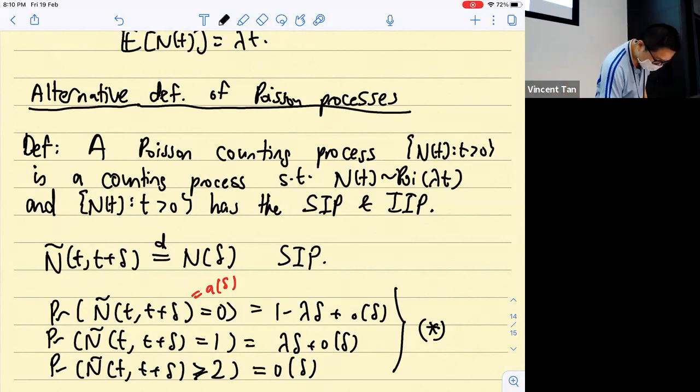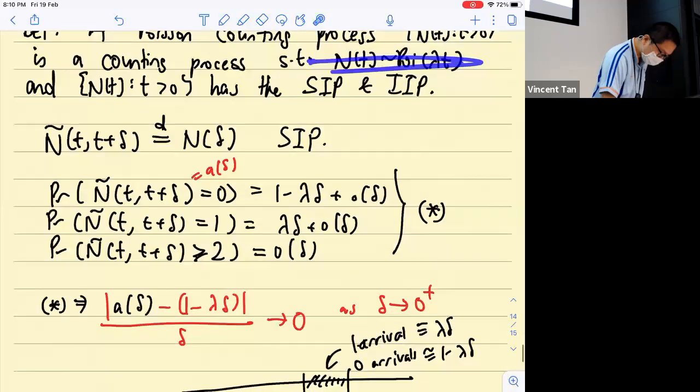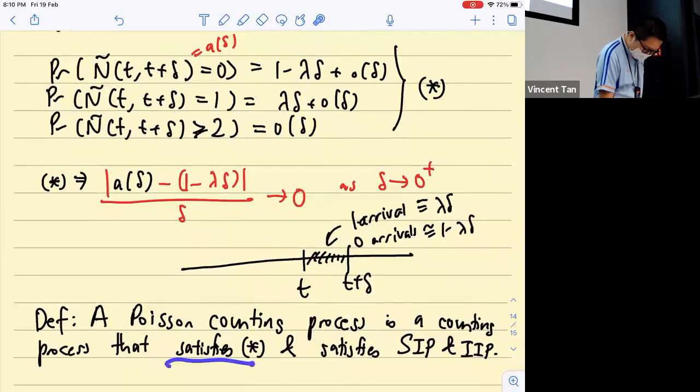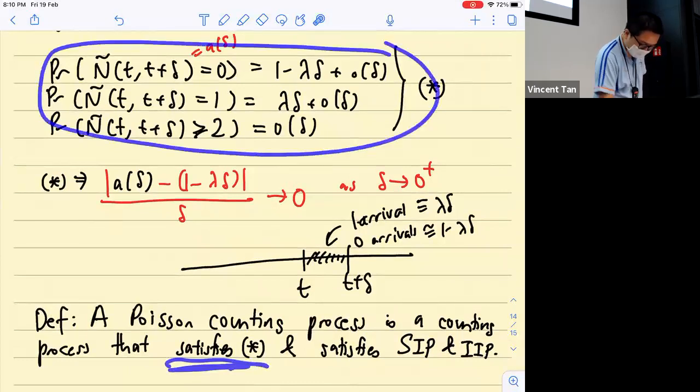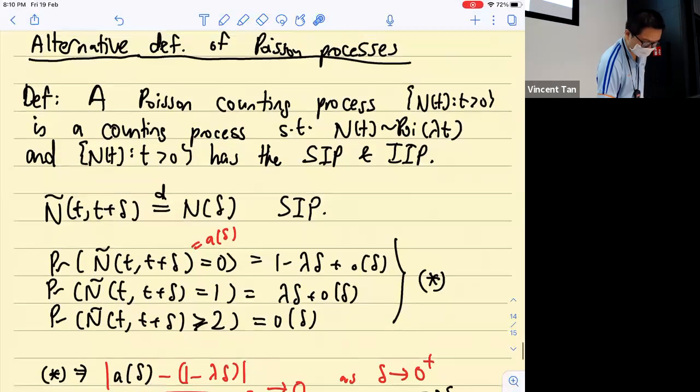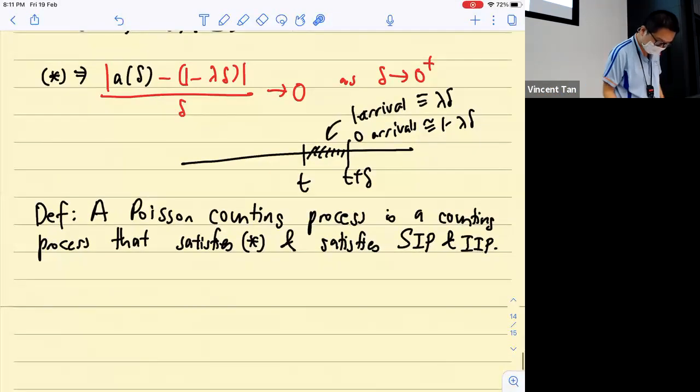Now we are not talking about the fact that we have this distribution. We are just specifying what happens in a small interval. Okay? And if you satisfy the properties of this small interval, having more than or equal to 2 arrivals, infinitesimally small, 1 arrival lambda delta and 0 arrivals 1 minus lambda delta, that suffices. This condition can actually replace the Poisson condition. All right, but you cannot avoid the SIP and the IIP. This is some fact that one can prove, but I won't ask you to do this. I don't think I asked you to do this in the homework.